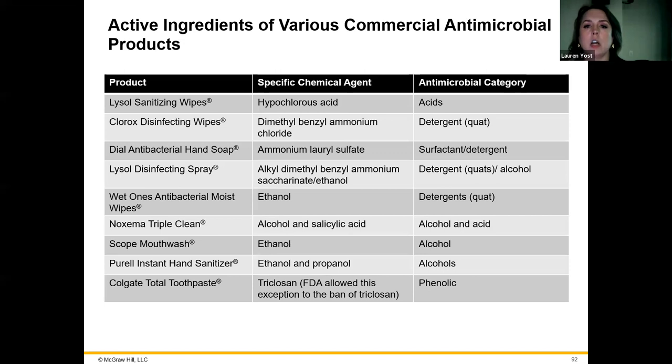All right, and these are some examples of antimicrobial products that are available on the market and that you may or may not have encountered. So talking about things like Lysol, sanitizing wipes, Clorox sanitizing wipes, and all of these things. It's interesting to put this all into perspective, I feel like.